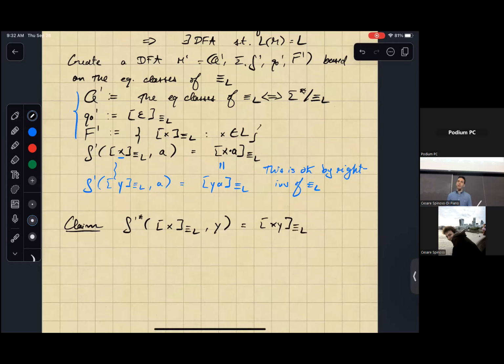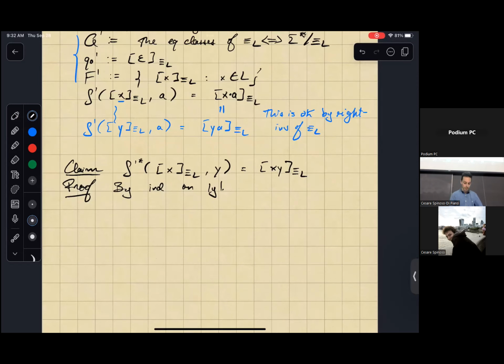And this is fairly simple to prove by induction. So this proof is by induction on the length of y. But I will not do that because that would be torture for both me and you. Okay, good. So that's the first claim. That's claim one. Now claim two.